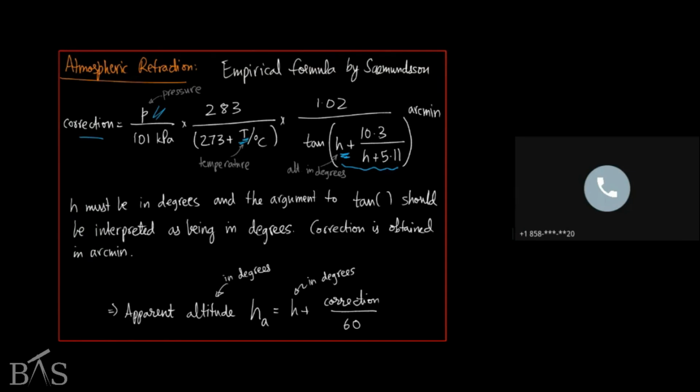Here you substitute the temperature in degrees Celsius, and here you substitute the atmospheric pressure in kilopascals. If you don't care about these variations, you can just set this entire factor to 1. And then you will get something for standard atmosphere at 10 degrees Celsius. Okay, so you don't have to worry about it. But if you want to be detailed, you can always put in these factors.